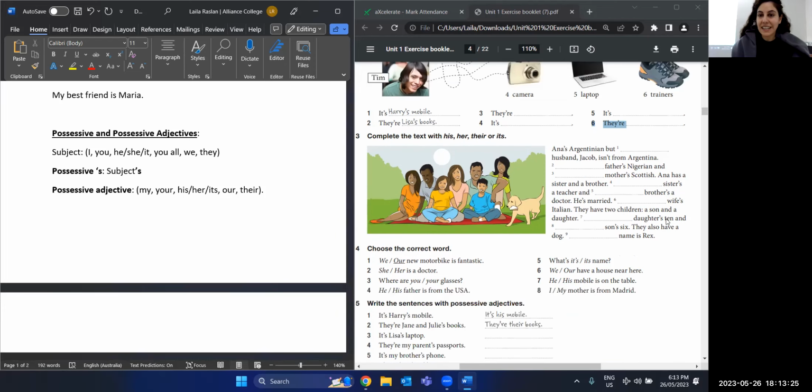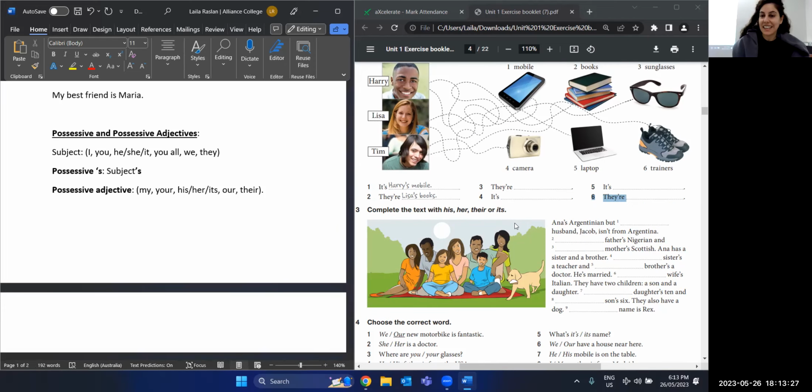Okay, let's complete the text with his, hers, theirs, and its. So, conversation, we've got the whole thing. Who would like to read to practice? Nicholas, the whole paragraph.